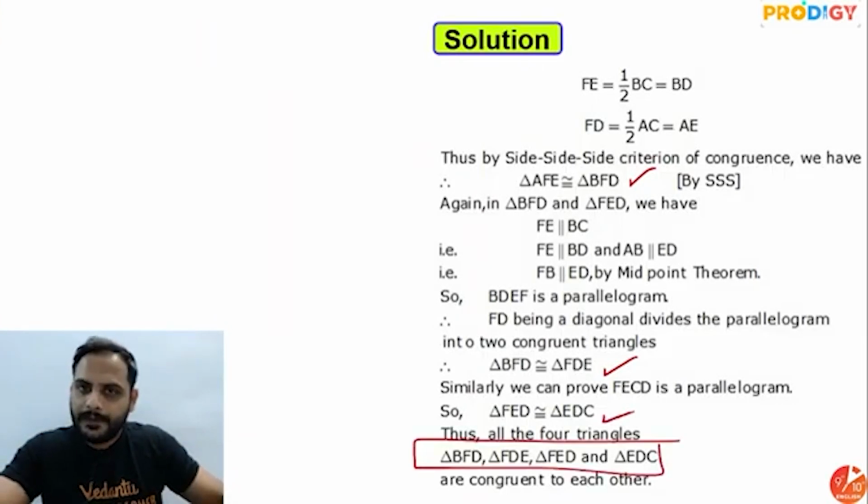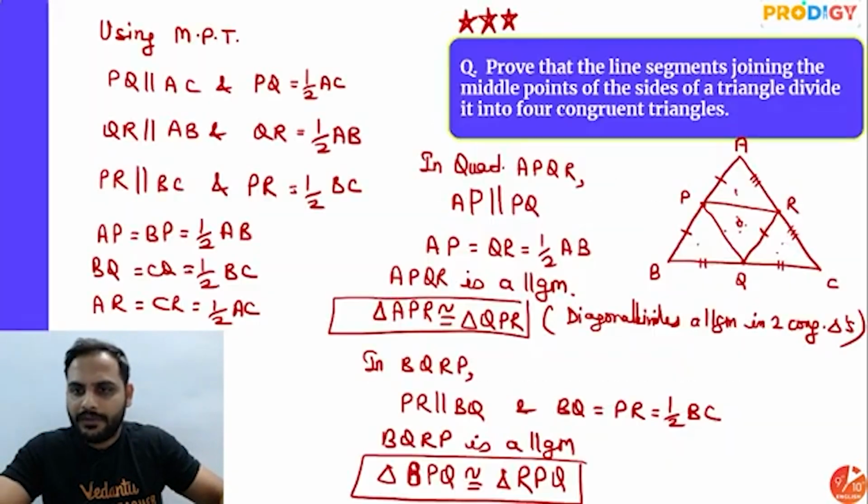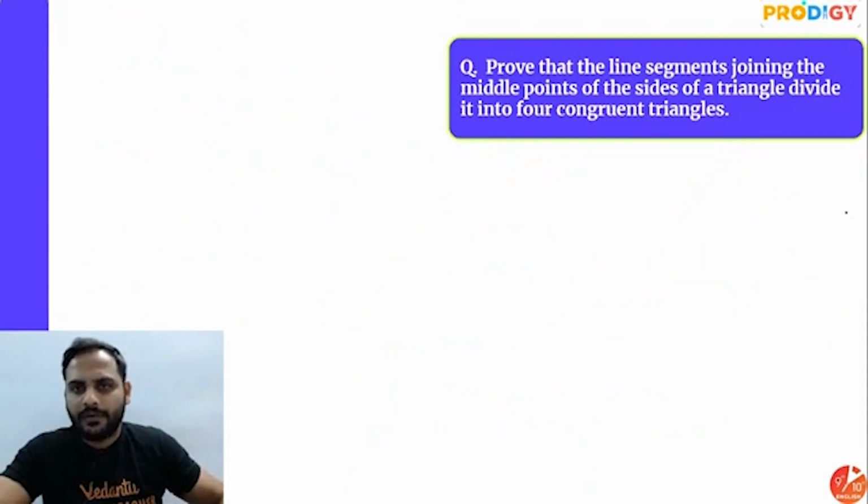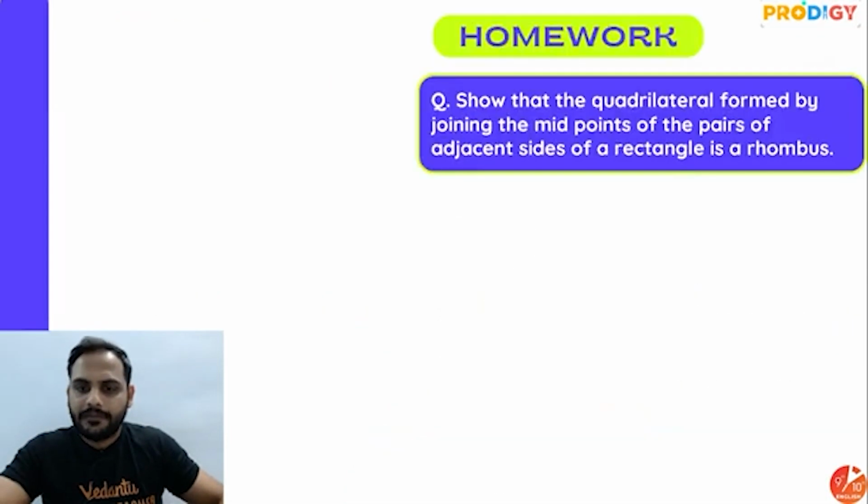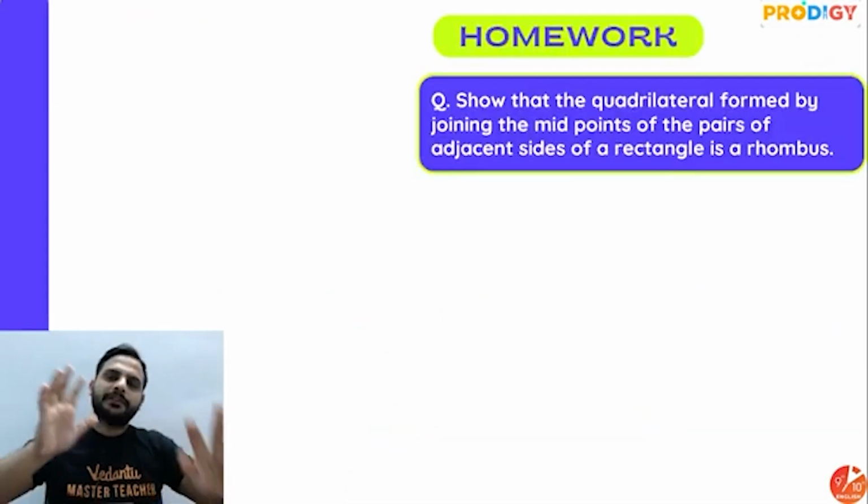Similarly this will also become a parallelogram. PQCR will be a parallelogram. The diagonal will bisect it into two congruent triangles. So triangle PQR will be congruent to triangle CQR. So triangle PQR is congruent to APR, BPQ, CQR. So all are congruent to each other. All right. So this is how this question will be done.